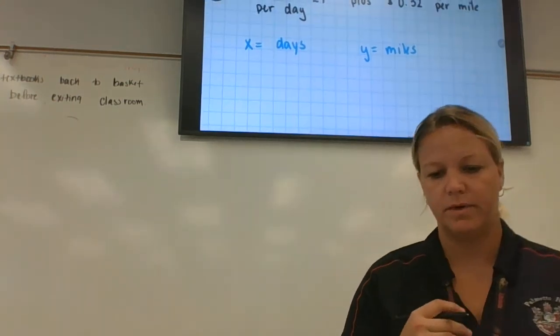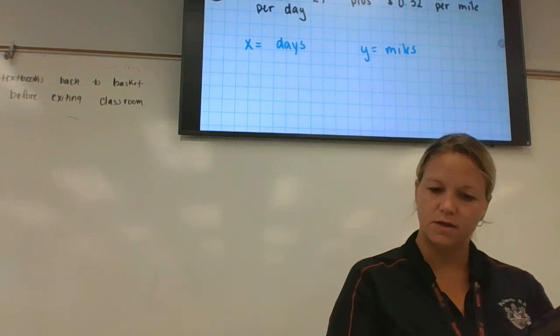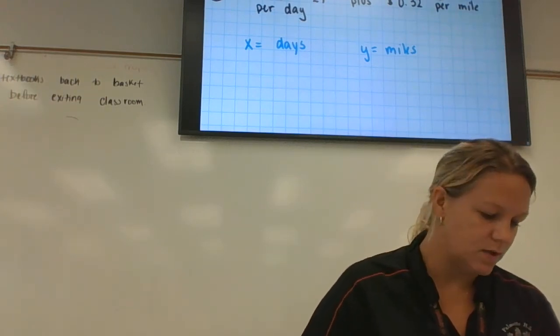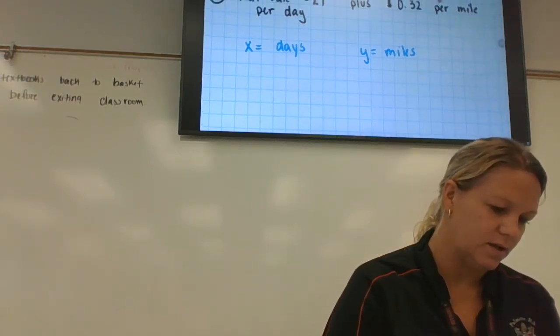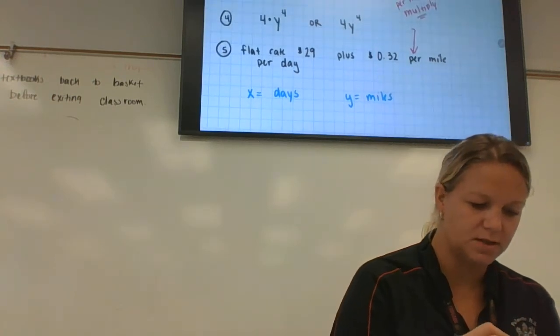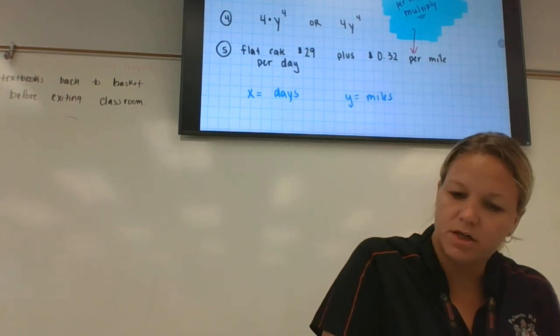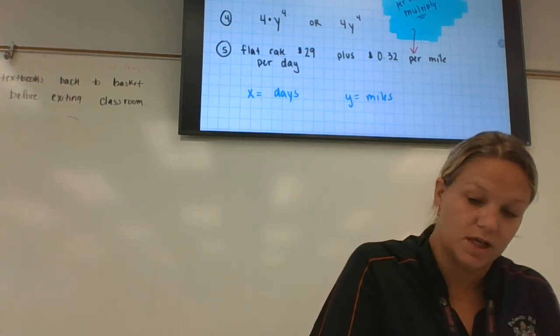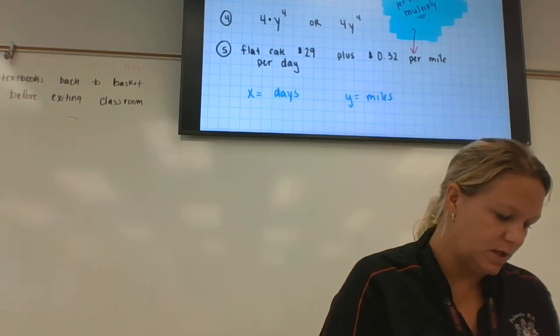All right, I'm working on number 5, XYZ car rental. It says it's $29 per day. And I don't think I've said this yet. Per means multiply. And then it's 32 cents per mile. So we need to write an expression.